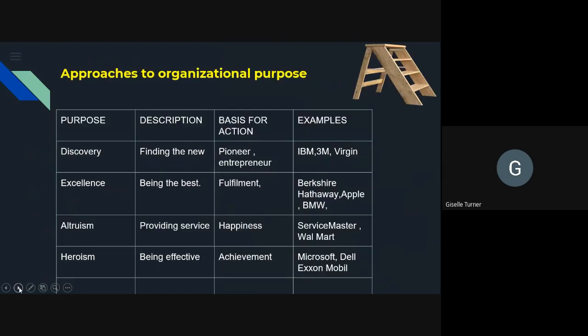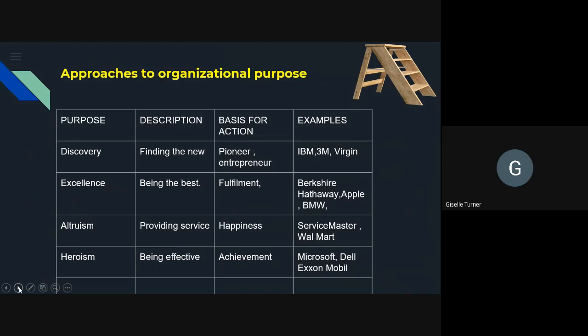So approaches to organizational purpose, of which we have 4. So the purpose, we have discovery, excellence, altruism, and heroism. And with a little description, we know what discovery means. It means to find something new. And the basis for the action would be a pioneer or an entrepreneur. And as Savita had spoken about, we have Virgin, we have 3M, and we have IBM.